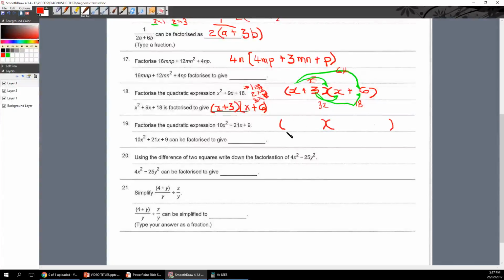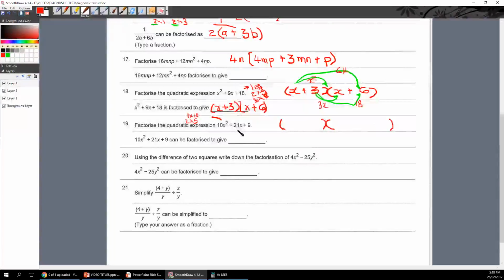Let's say that's 10x squared. So now we've got to start looking at the factors of 10. So we've got 1 times 10, and then we've got 2 times 5. They're the only factors of 10.